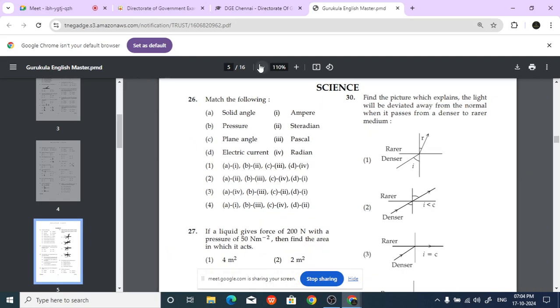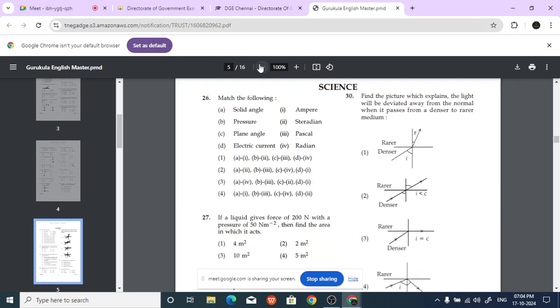Can anybody read the 30th question? Somebody, can you read question 30? Yes, sir. Find the picture which explains the light will be deviated away from the normal when it passes from a denser to rarer medium. So when a light passes from a denser medium to rarer medium, the light is deviated away from the normal. Which picture gives that pictorially? Which picture is correct?